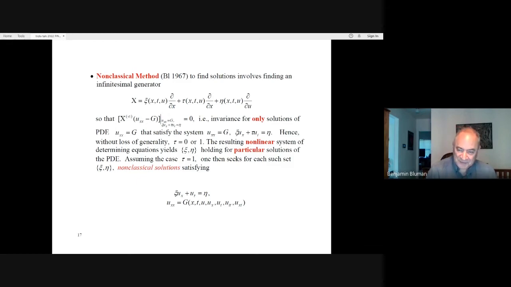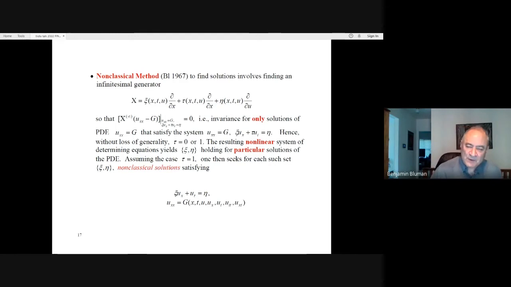Or you could have C is zero and C is one, same thing. The resulting system of determining equations, which is linear in the case of Lie's classical solutions, now becomes nonlinear. And this yields the C and eta holding for particular solutions of the PDE; we're restricting to the solution we're trying to find. And assuming the case tau equals one, one then seeks for each such set C, eta, nonclassical solutions satisfying the expression indicated.